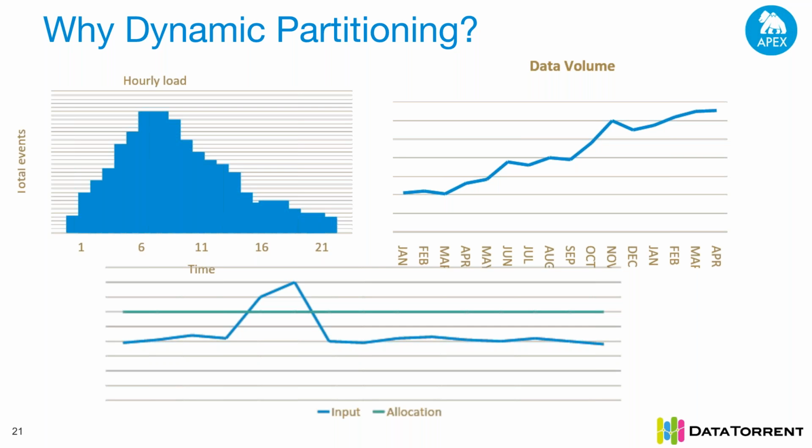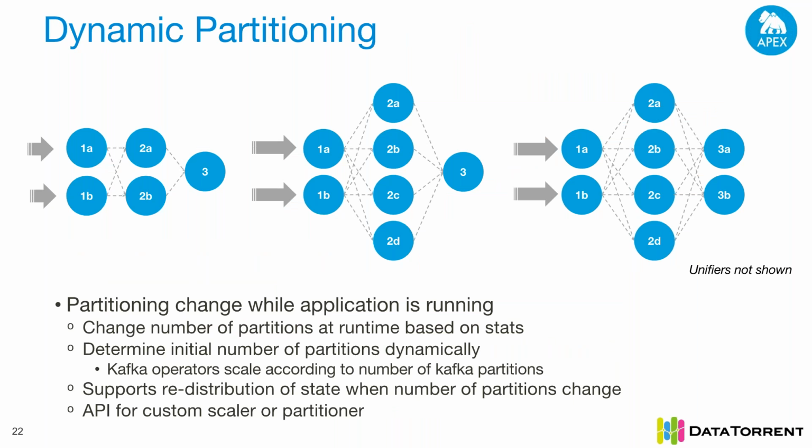At the same time, over time, if your allocation is constant and your data increases, your incoming data will overshoot your allocation, which might lead to various failures in your processing implementations.